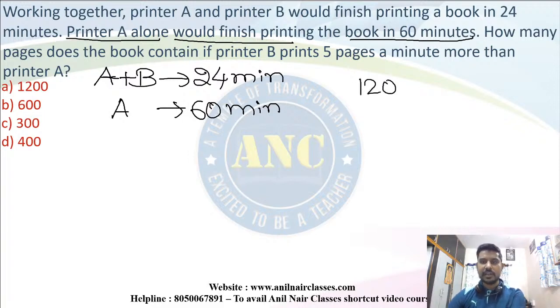24 and 60, the LCM is 120. 120 chocolate needs to be distributed. 24 into 5 is 120, so it is 5 units per minute. 60 into 2 is 120. It is 2 units per minute for A alone.